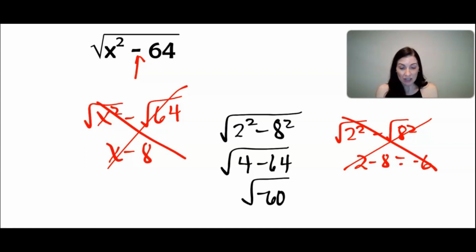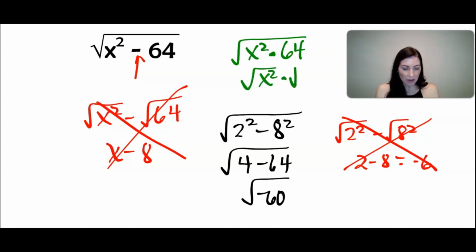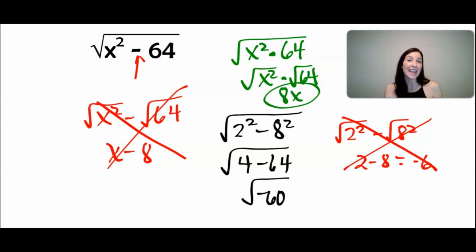multiplication? Then you could. So if this had been x squared times 64, for example, then you could take the square root of x squared and multiply it by the square root of 64. Square root of x squared is x. Square root of 64 is 8. So this would equal 8x. That only works if you have multiplication between two terms rather than addition or subtraction between two terms.